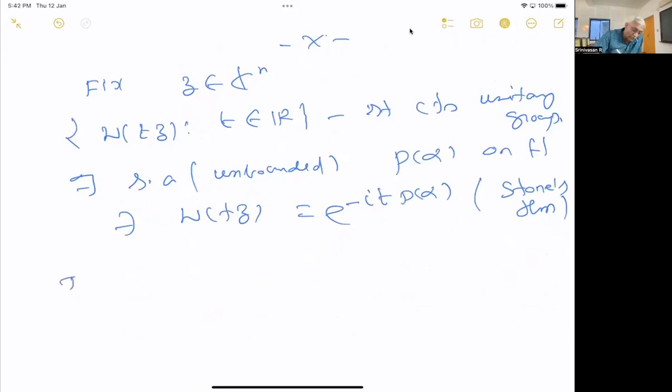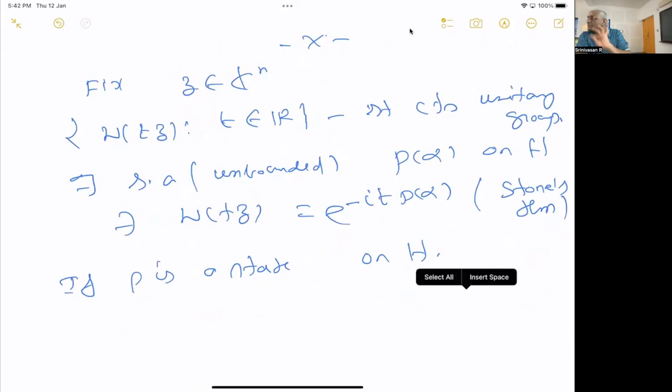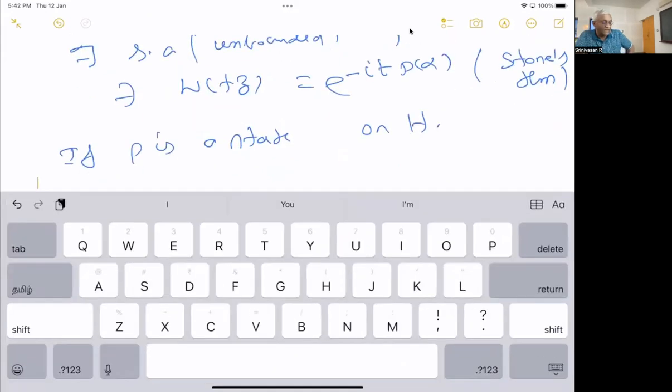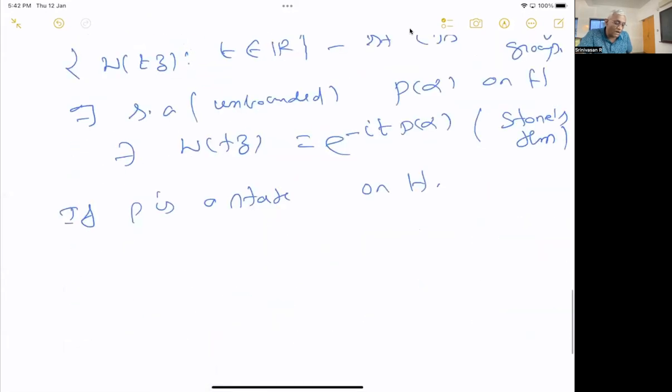Now, if rho is a state on H, I'm just recalling, it means rho is a trace class operator with trace 1. A state is a density operator, a positive trace class operator with trace 1. That is how we define the state. And if we have a state on H, by this we mean, for our earlier definition, a state is a linear functional on an algebra.